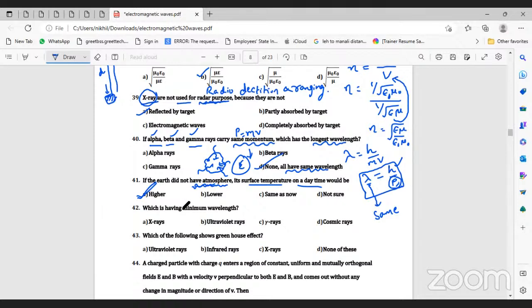Which one has the minimum wavelength? You know that the spectrum goes from radio waves to gamma rays. This end has higher wavelength, and this end has lesser wavelength. So which one has the minimum wavelength? Gamma radiation. Gamma rays.